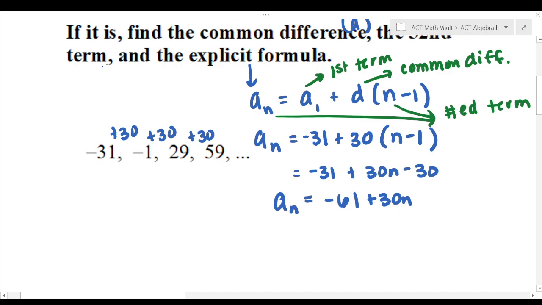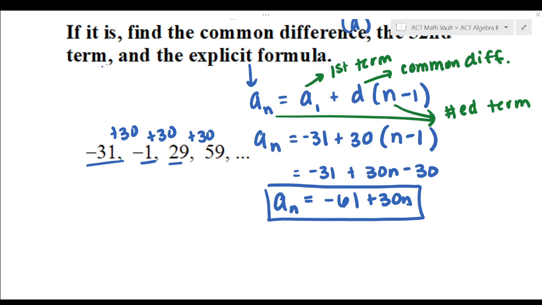So what's nice right now is I have the formula that gives me any term I want. If I plug in a 1 for this n, I'll get negative 31. If I plug in a 2, I'll get negative 1. If I plug in 3, meaning I want the third term, I'll get 29, and so on. So I could ask somebody, what's the 1000th term of this sequence, and you could find it in about 30 seconds.